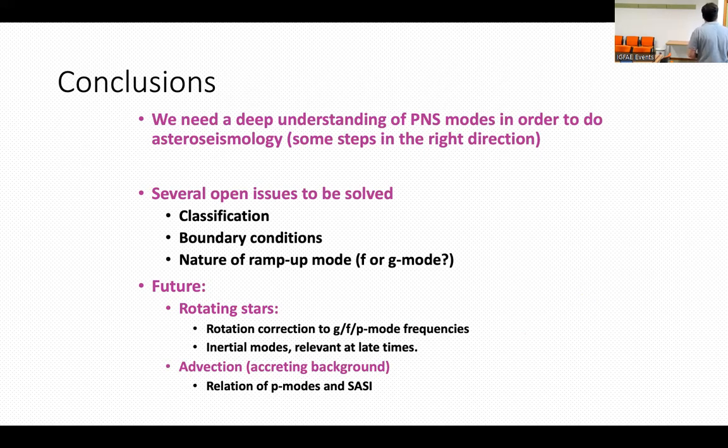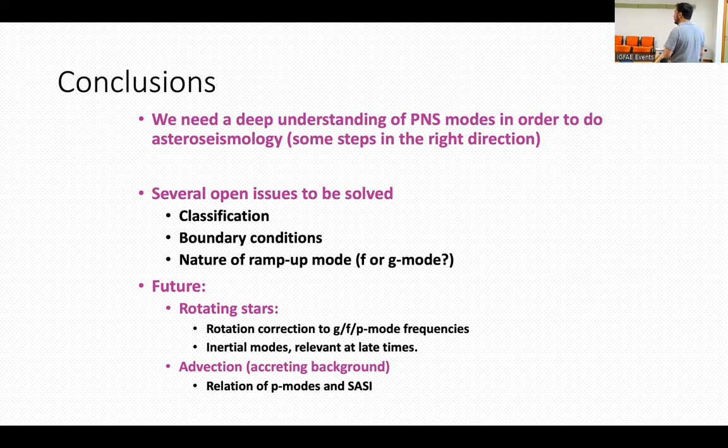And just to finish my talk, we are taking some steps toward understanding an emission mechanism for supernovae and the proto-neutron star. We have many open issues with the classification, where to put boundary conditions, and what is the nature of the other modes, also the fundamental one and the others that go down. You saw at the beginning in some simulations I showed that there are traces of this mode that goes down.